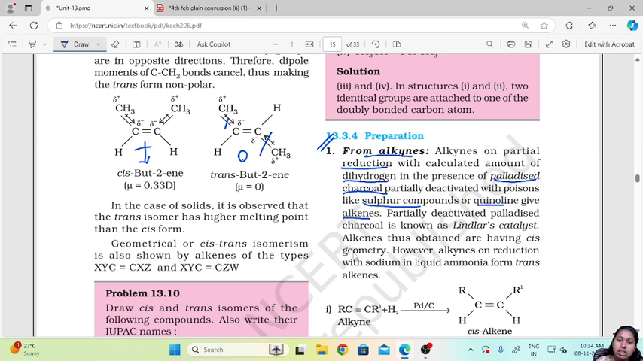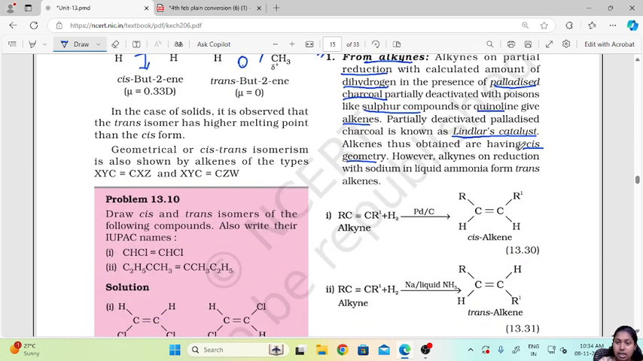Now partially deactivated palladized charcoal is known as Lindlar's catalyst. When you have a partially deactivated palladized charcoal, you call it Lindlar's catalyst. The alkenes thus obtained have cis geometry. So the alkenes obtained from alkynes using Lindlar's catalyst have a cis geometry.